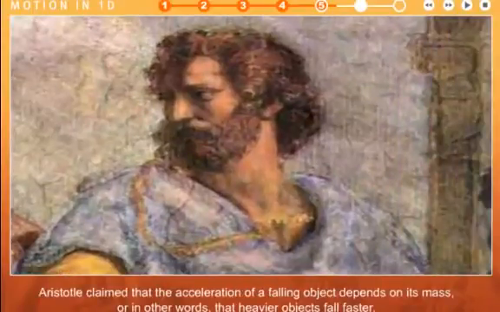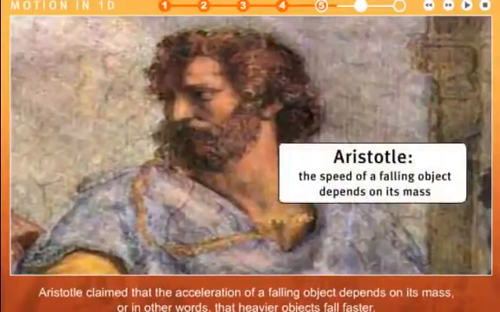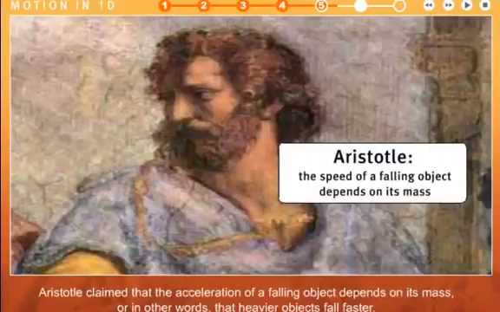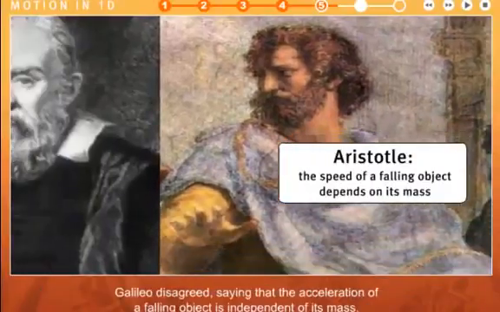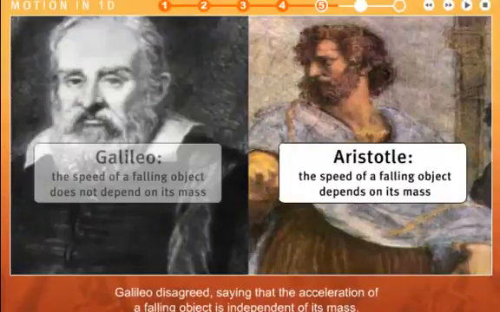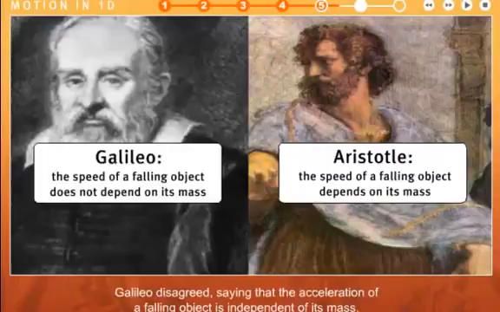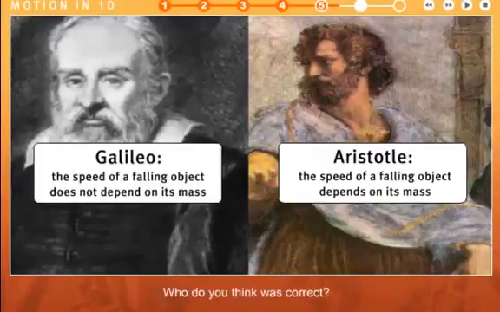Aristotle claimed that the acceleration of a falling object depends on its mass, or in other words, that heavier objects fall faster. Galileo disagreed, saying that the acceleration of a falling object is independent of its mass. Who do you think was correct?